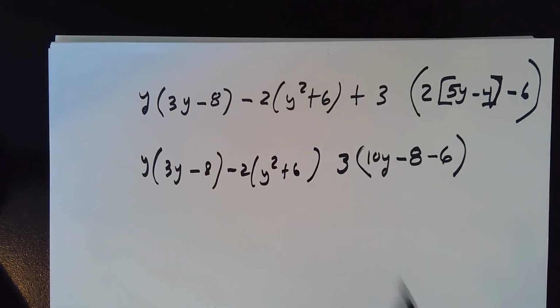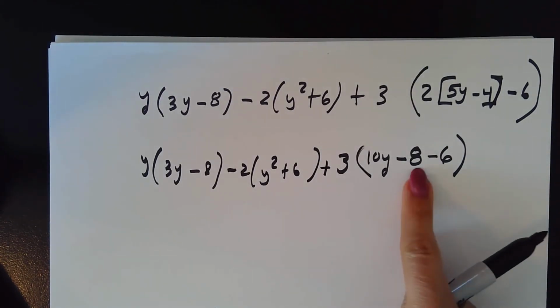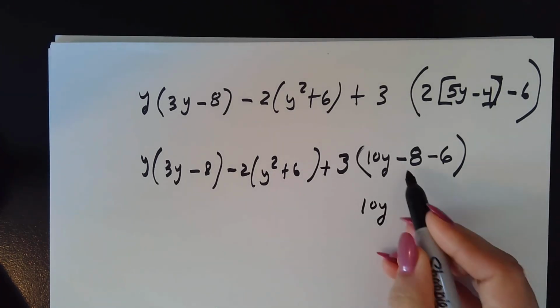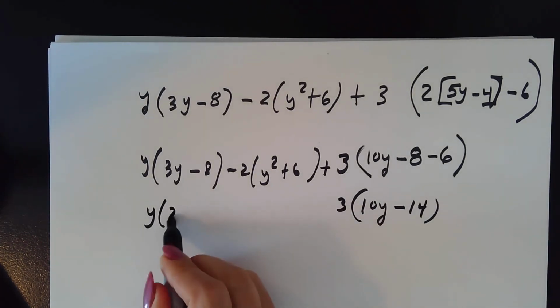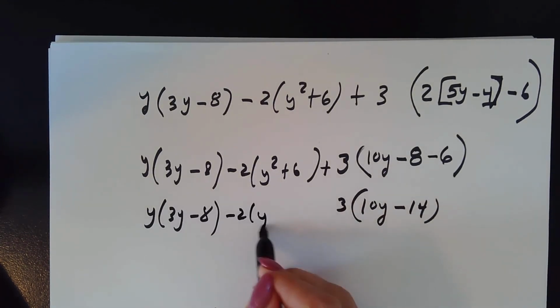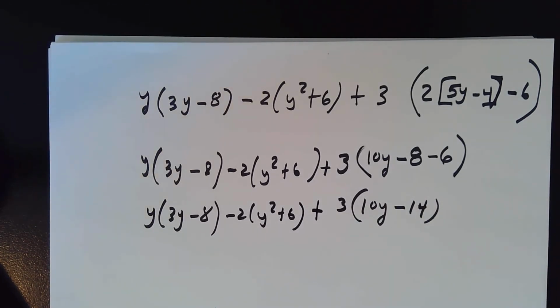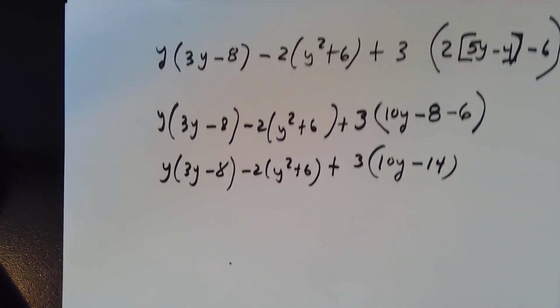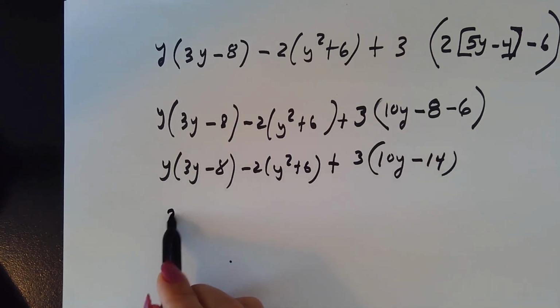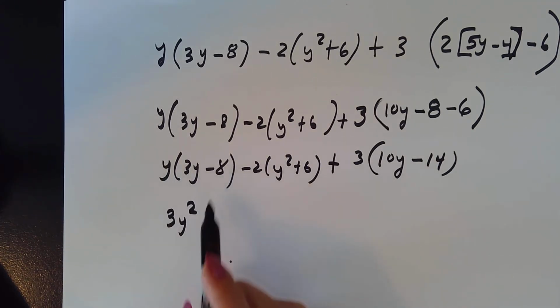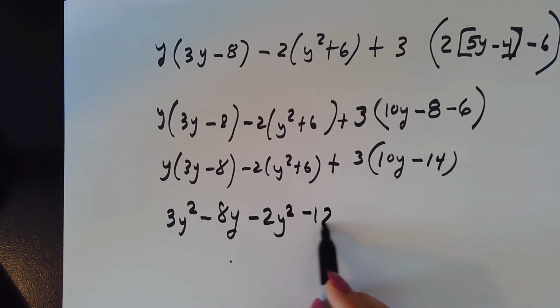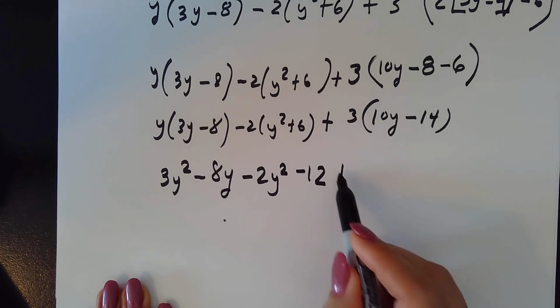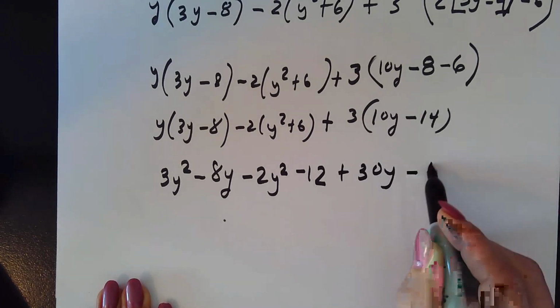Okay. Go ahead and simplify. Don't forget the plus here. Simplify inside this parentheses. This is going to be 10y minus 8 minus 6 is minus 14, right? Going to multiply by 3 and then bring everything else down. Right? And go ahead now, apply the distributive property to each parentheses. Y times 3y, that's going to be 3y squared. Y times negative 8, negative 8y, right? Negative 2 times y squared, negative 2y squared. Negative 2 times 6, negative 12. 3 times 10y, 30y. 3 times negative 14, negative 42.